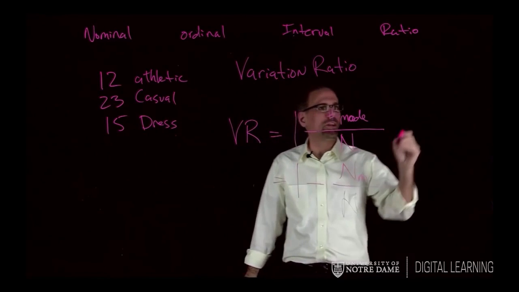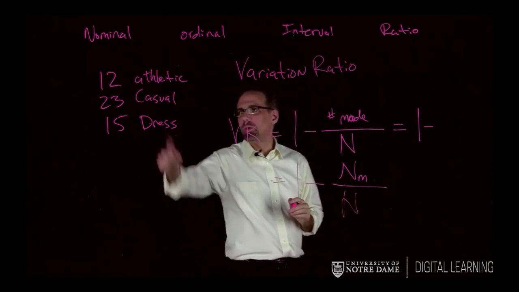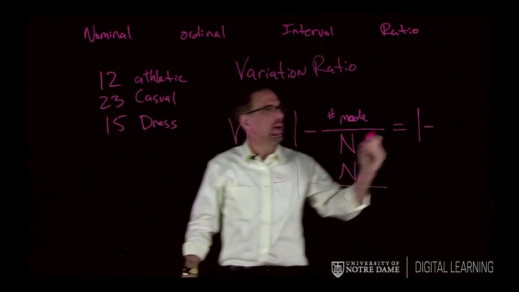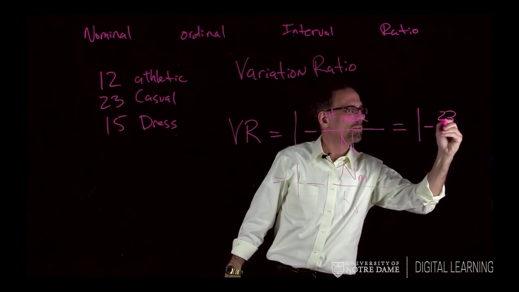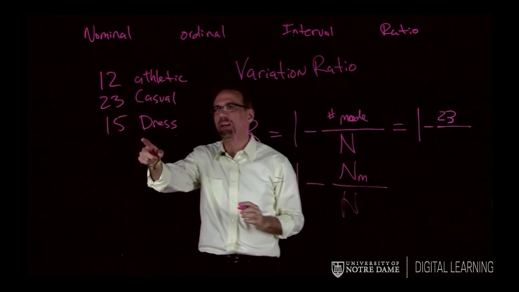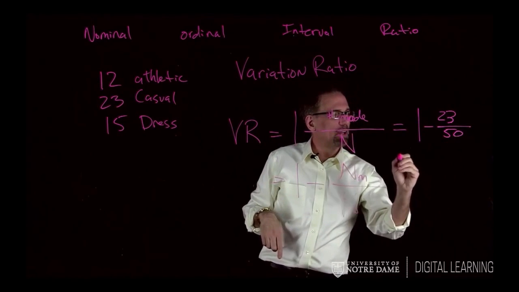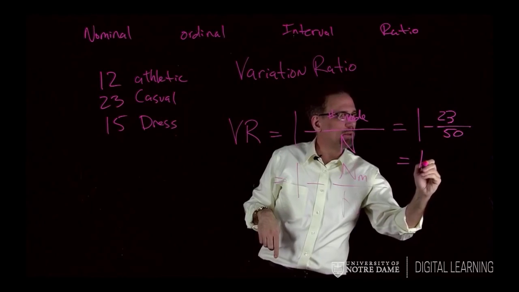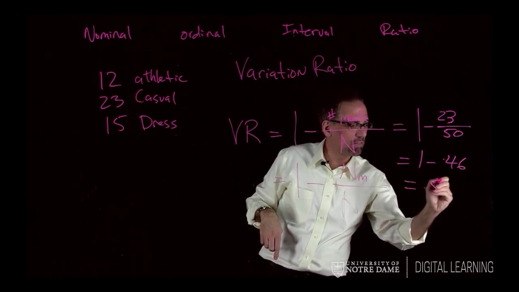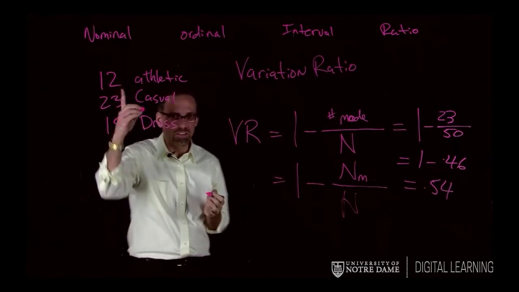Well, it's really simple, isn't it? We just need 1 minus the number in the mode. Well, what's the modal category here? The biggest one is casual shoes, and we have 23 in that. So, 23 divided by the total number of cases. How many is that? Well, it turns out to be 50 if you add up those numbers. And so that equals 1 minus 0.46, which equals 0.54. Ta-da! We just used the formula to calculate the variation ratio of this data.